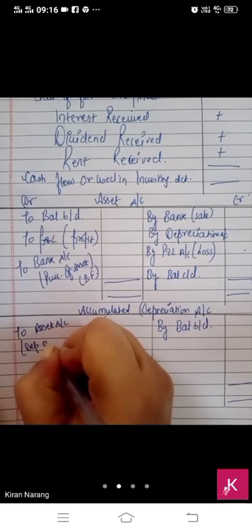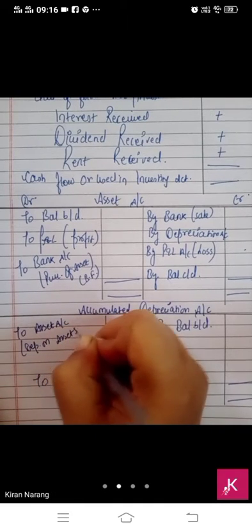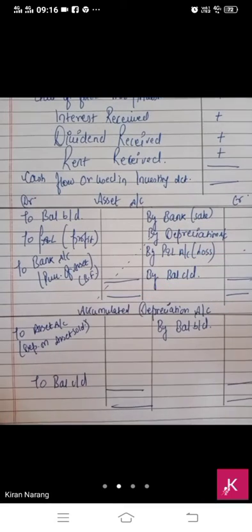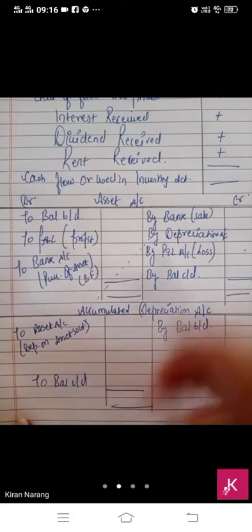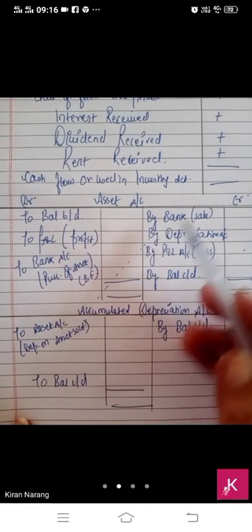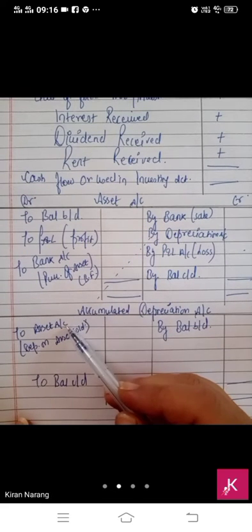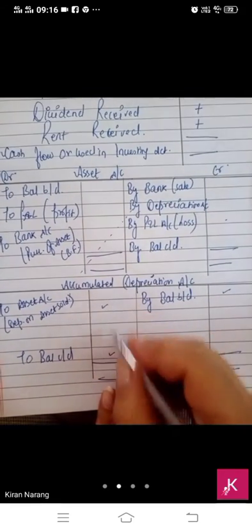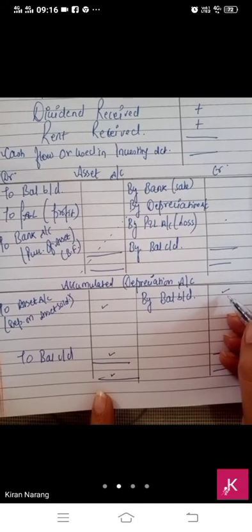Depreciation on asset sold, this thing we will record here. From the asset account, we will record the depreciation of the asset sold. Then we will do the total of these two. It will be given, and from the total of these two, this will be deducted.